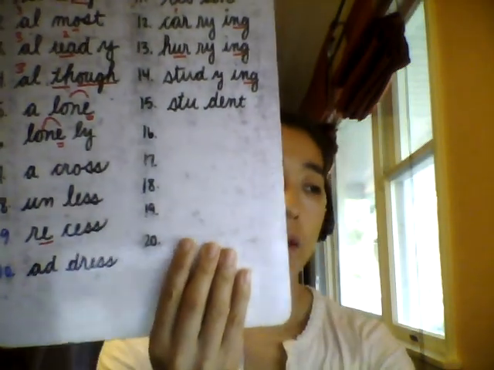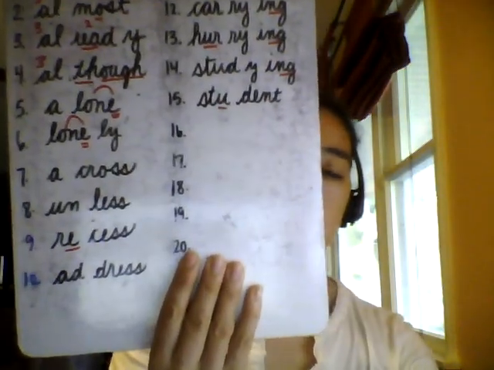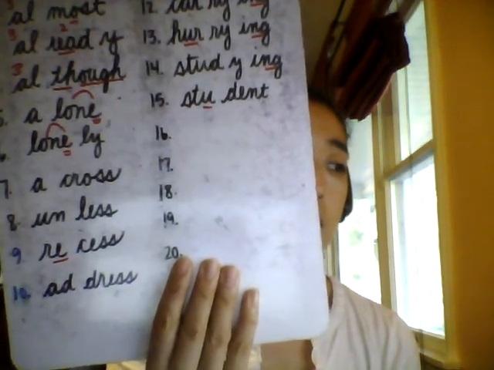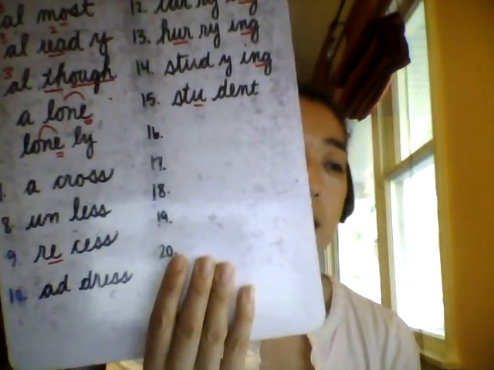Number 15, student. The student is learning from her teacher. Student. 2 syllables. Think to spell student. U is saying U at the end of a syllable, so I should probably mark that. Oops. Student. Let's spell out loud. Student. Number 16 and 17 are homophones, which means they sound the same but are spelled differently.